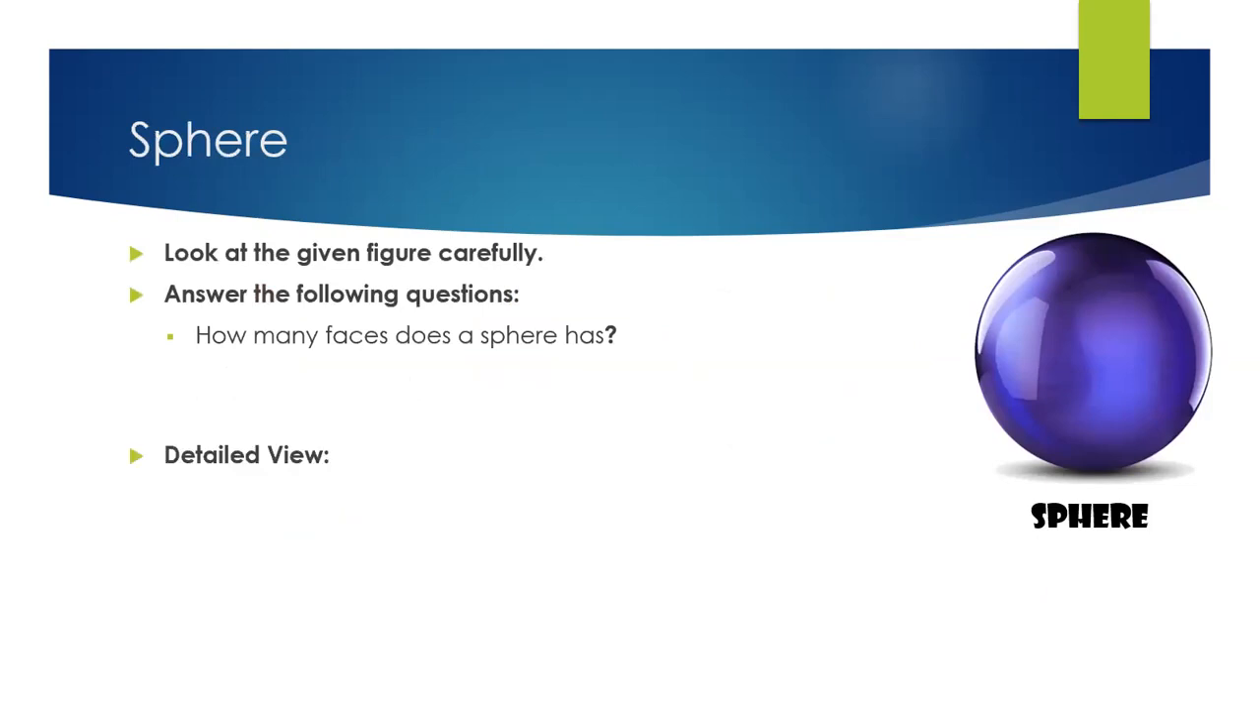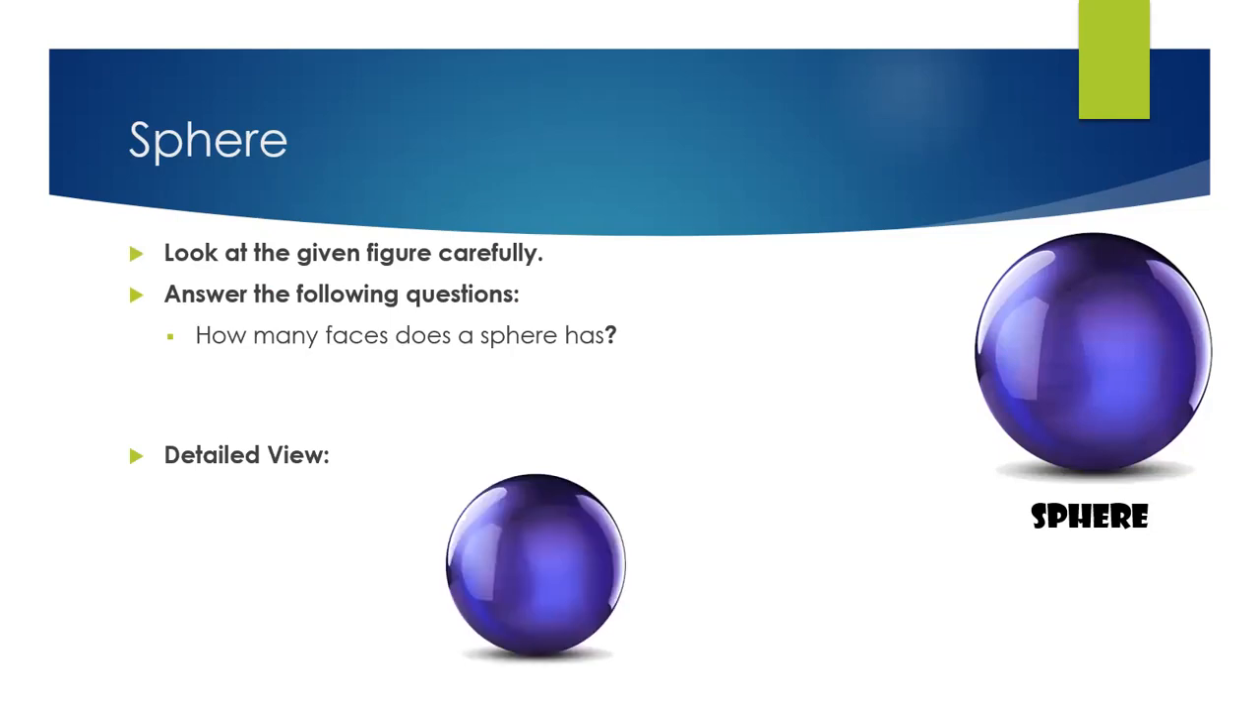For answering these questions, let us have a detailed view. Here we can see that a sphere is basically a curved, circular surface. It is almost having one face altogether. So we can see that a sphere is having only one face.